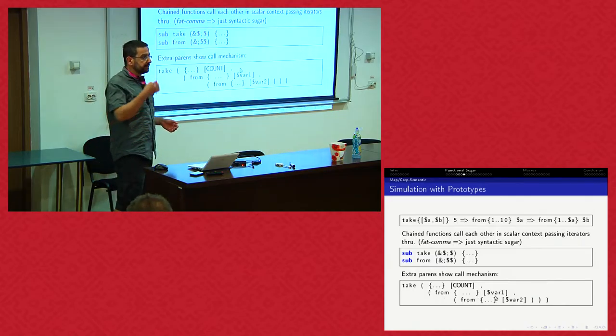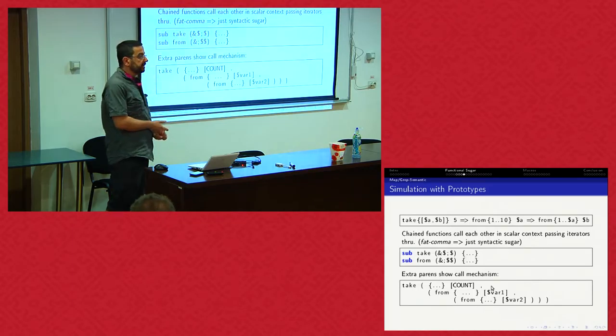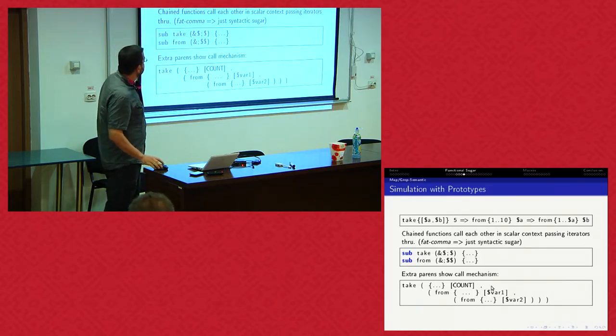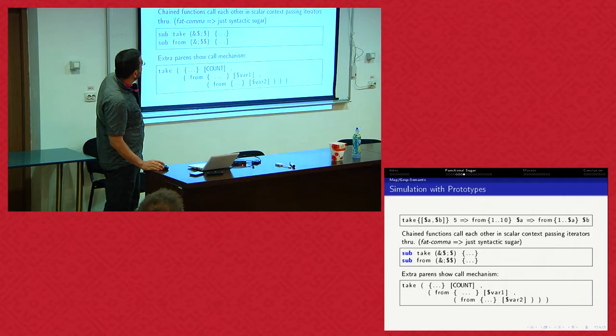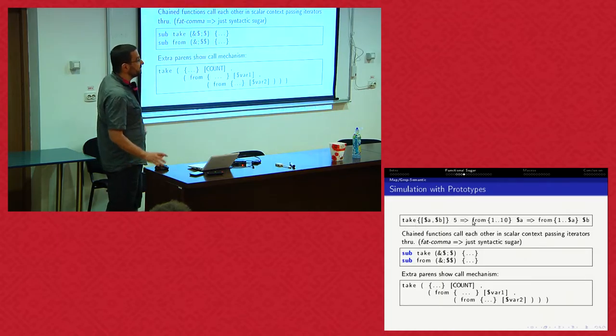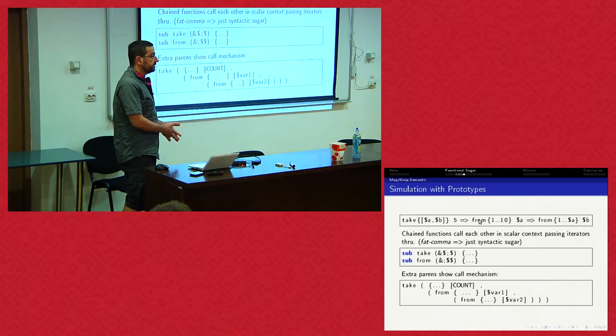I won't show you the code, you can go to one of my older slides, older presentations, if you're interested in the details. What's happening is that from is just creating an object with the information of what it wants to do. It passes it to the next from. It combines the two iterators together to have a combined iterator. And then finally, the take gets this combined iterator from the from and just calls the iterator and knows how many times it wants to do it.